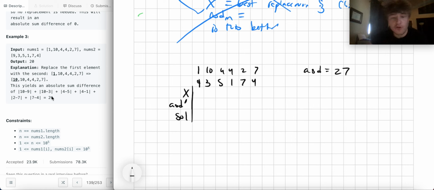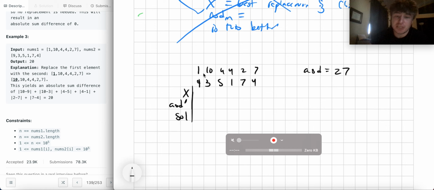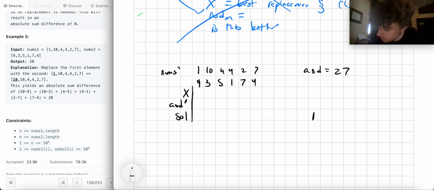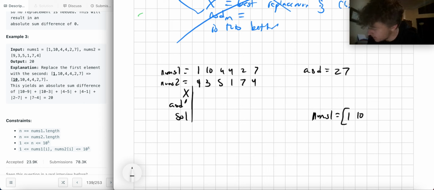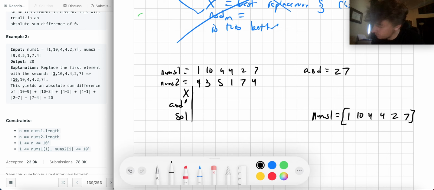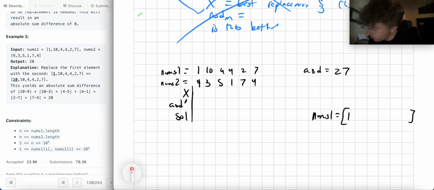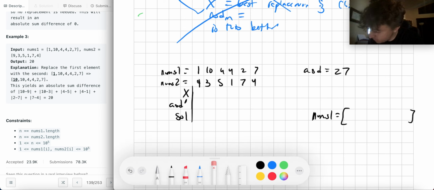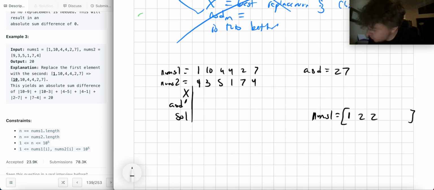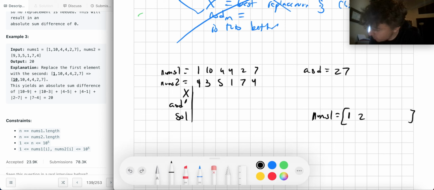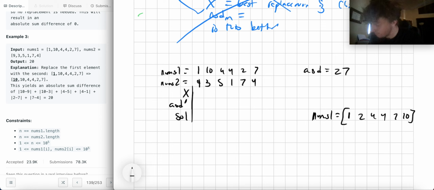Okay, now we already know the value here is 10, but how can we find that efficiently without looking through everything? Well, if we first take nums1, this is such a bad video. I'm all over the place. If we take nums1 and we sort it, okay. That's not sorted. So if we take that and sort it, what do we get? We get 1, 2, 4, 4, 7, 10.